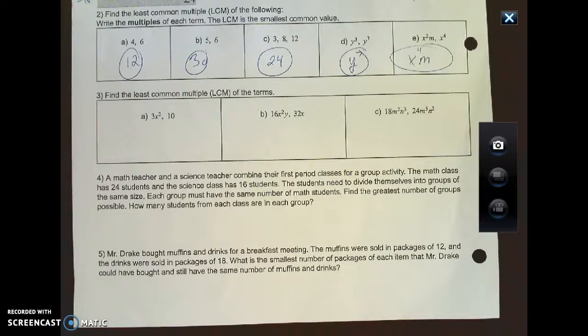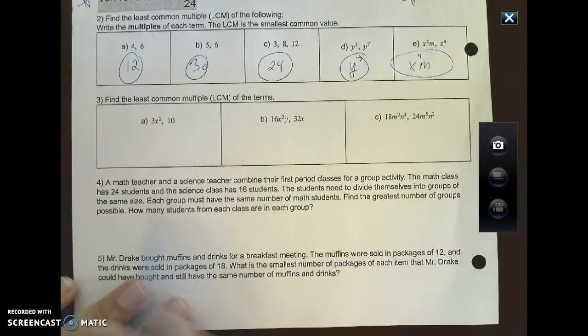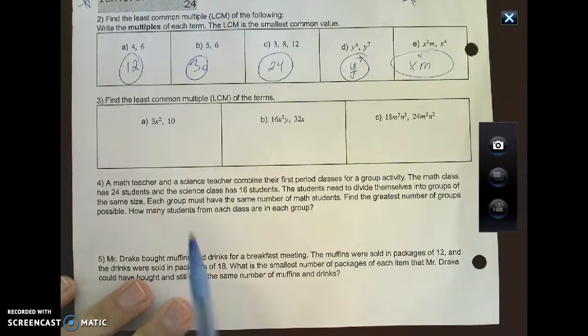Alright everybody, welcome back. Just going to wrap this up here. It should only take a few minutes, so we'll continue on with the LCM. Find the least common multiple of the following terms.